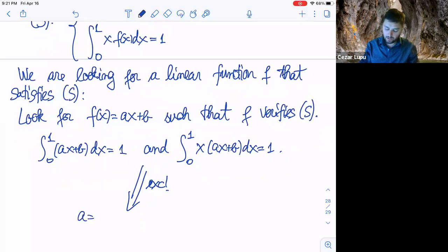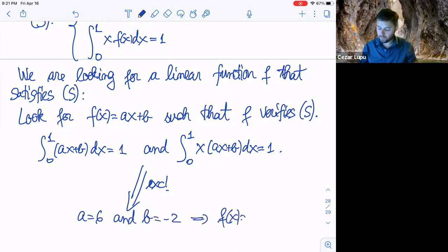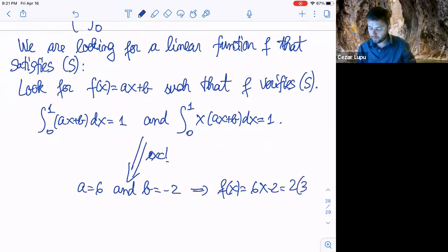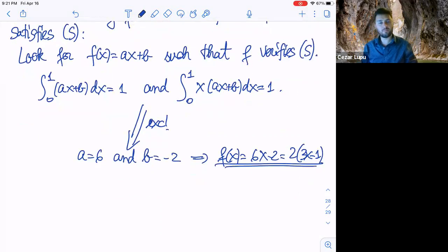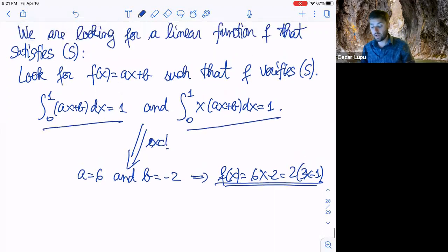So we'll determine that a is 6 and b is -2. So the polynomial that we're looking for is f of x equals 6x minus 2, or if you want, we can factor it as 2 times (3x minus 1). Wow. So that's the best polynomial that will satisfy those two integrals at the same time. So this is the right linear function that will satisfy these two conditions here. Great.